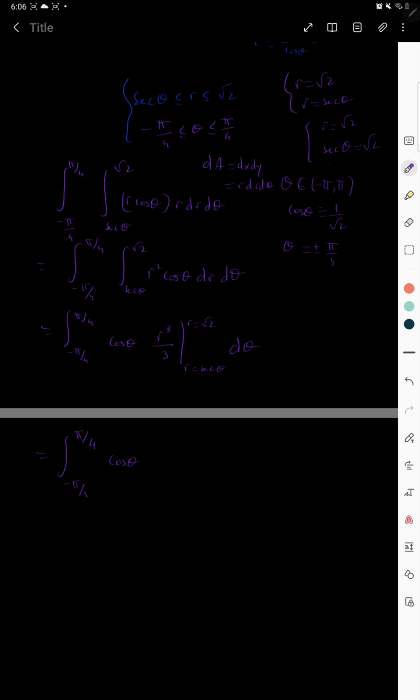Let's write this here. It's cos theta times root 2 cubed over 3 minus cos theta times secant cubed theta over 3 d theta. Now, cos theta can easily be integrated from minus pi over 4 to pi over 4, so we'll keep this here. We'll do it later. And then let us simplify. Cos theta times secant cubed theta is just secant squared theta d theta, so that's good.